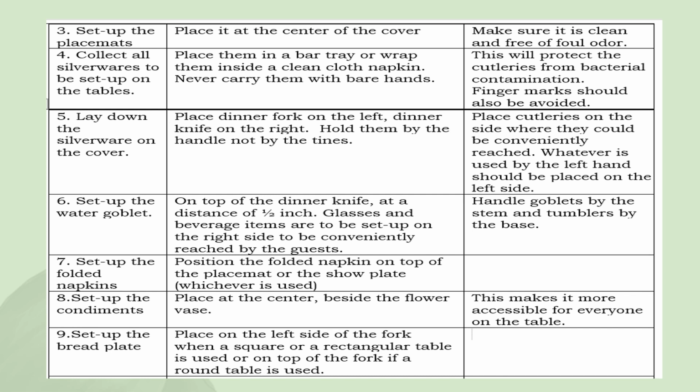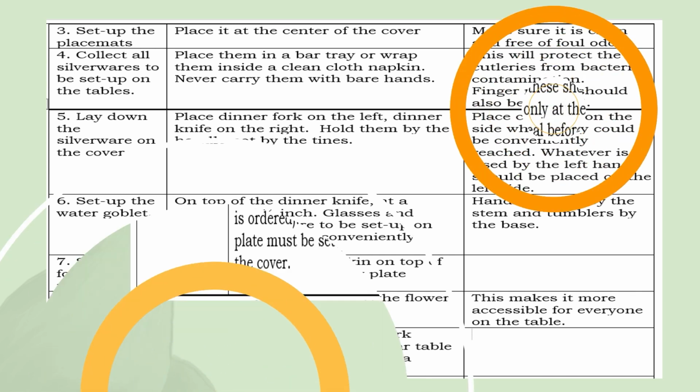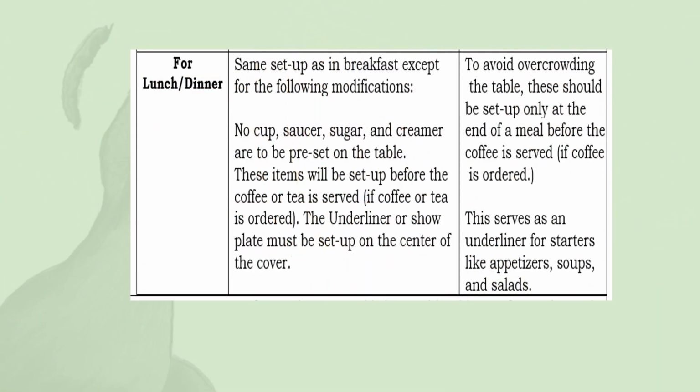Place on the left side of the fork when a square or a rectangular table is used, or on top of the fork if a round table is used. For lunch and dinner, the setup is the same as in breakfast, except for the following modifications. No cup, saucer, sugar, and creamer are to be pre-set up on the table. These items will be set up before the coffee or tea is served.